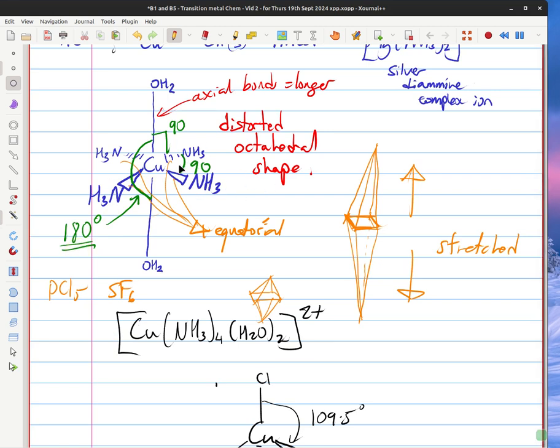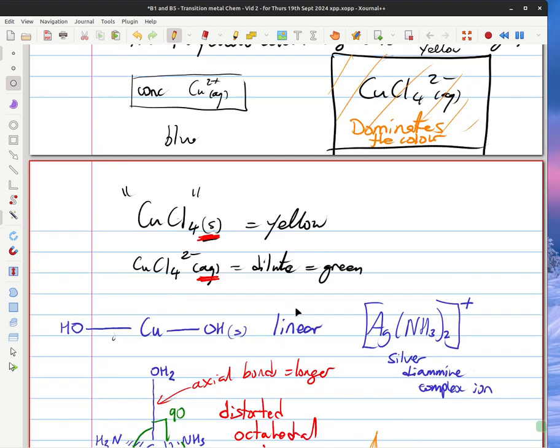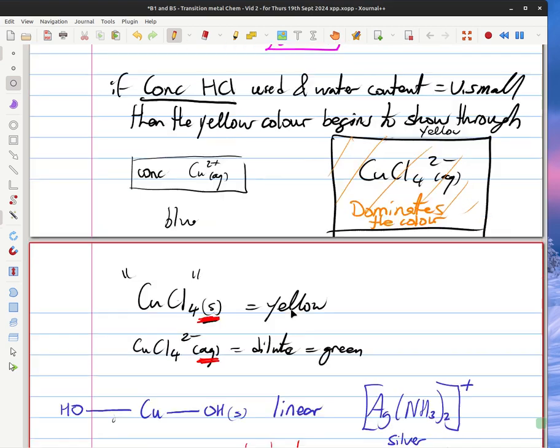I know 2 times 90 is 180, but some examiners will perfectly rightly actually expect you to write that number. Okay, so this is a tetrahedral. So distorted octahedral, tetrahedral, and linear for the hydroxide.